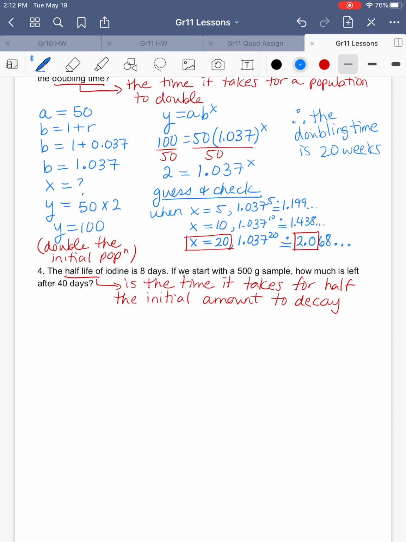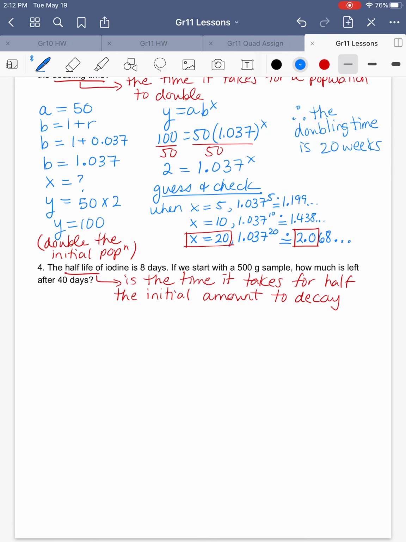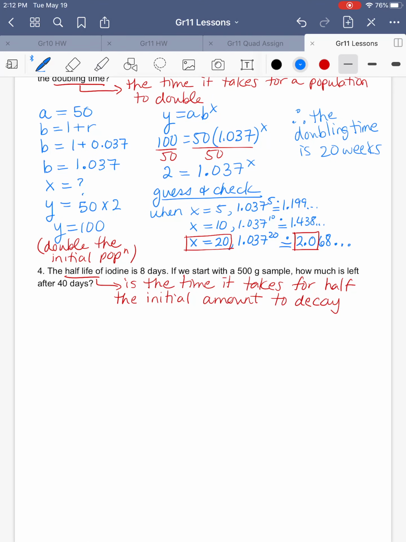We are still going to be working with or thinking about at least y is equal to a times b to the power of x. But in this case, we're actually going to use a chart to help us figure out how much is left after 40 days. So there's different ways to do it, but this is the way that we learned it initially in class, so we're going to stick with it. So let's still underline the important information we're given in the question. We start with 500 grams. The half-life is 8 days, and we want to know how much is left after 40 days.